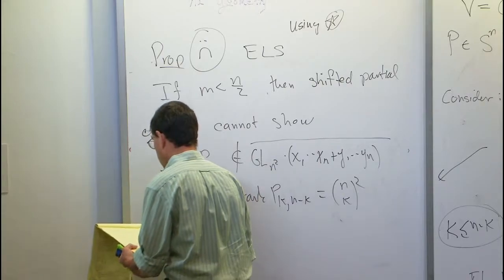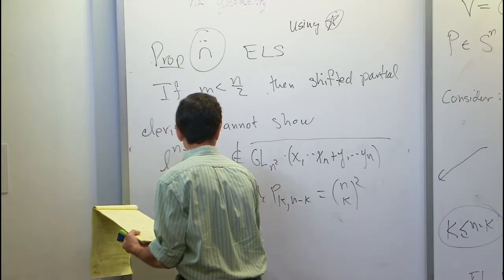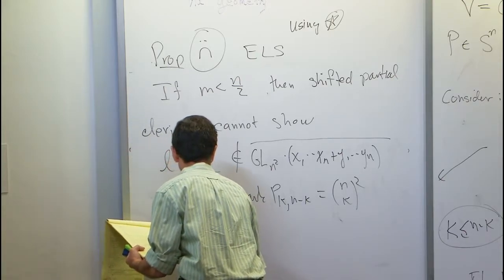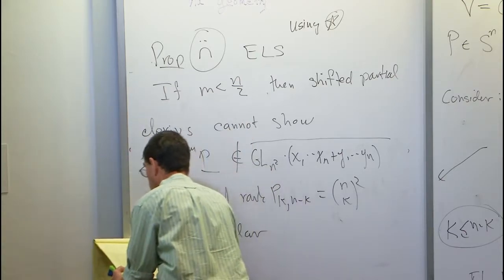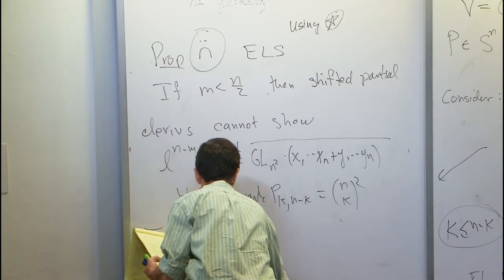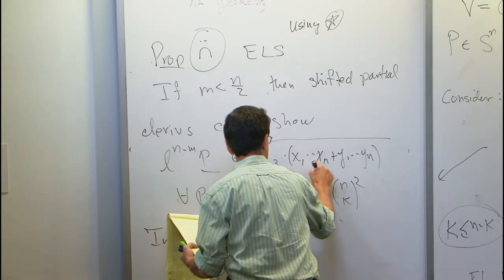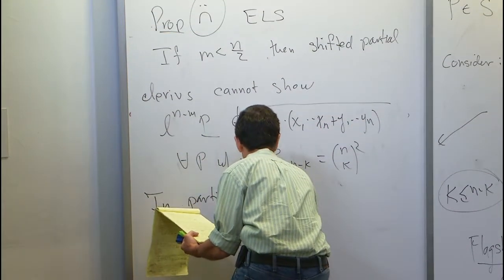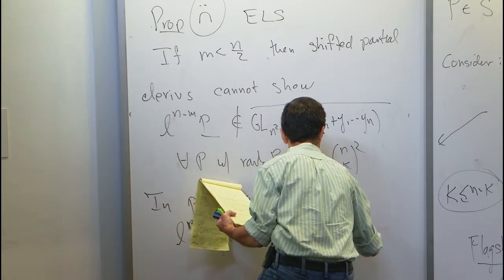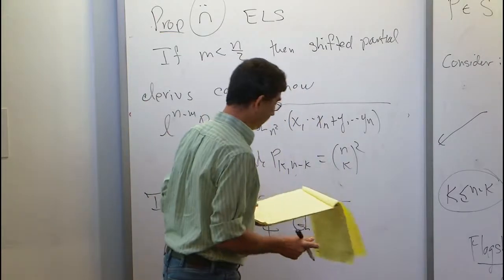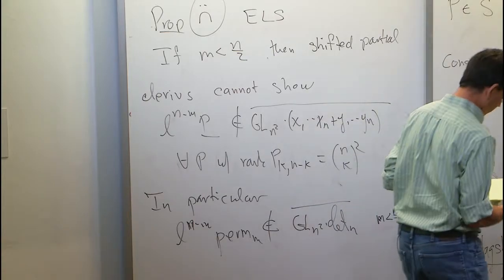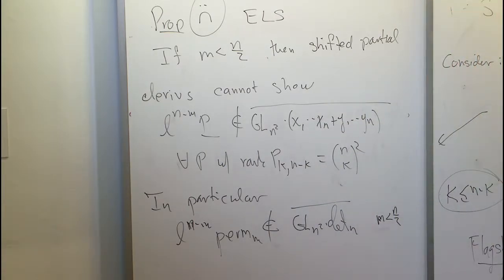So let me finish this statement. For all p with rank this, and in particular, the permanent. And see, this thing sits inside. This is a degeneration of the determinant. So the same thing is true for the orbit closure of the determinant. Right. So that's bad news.